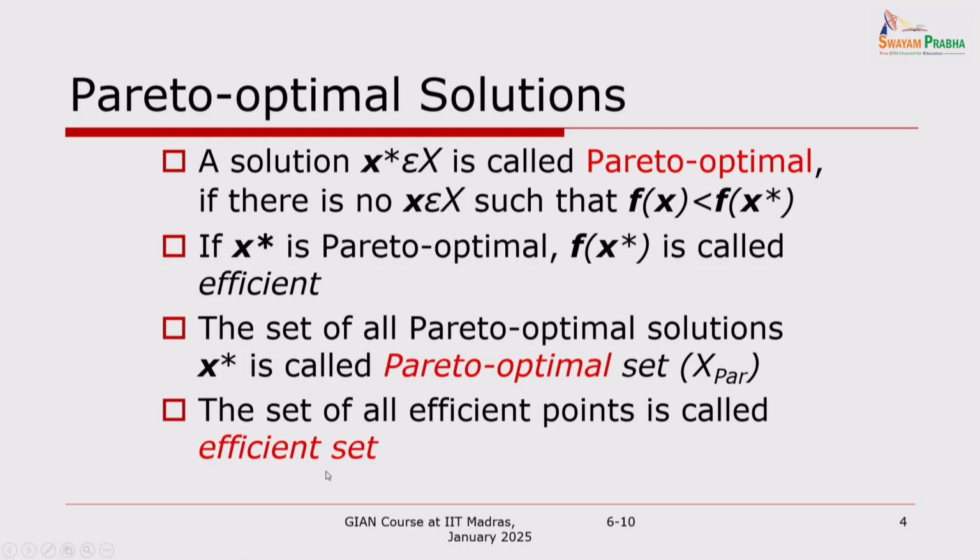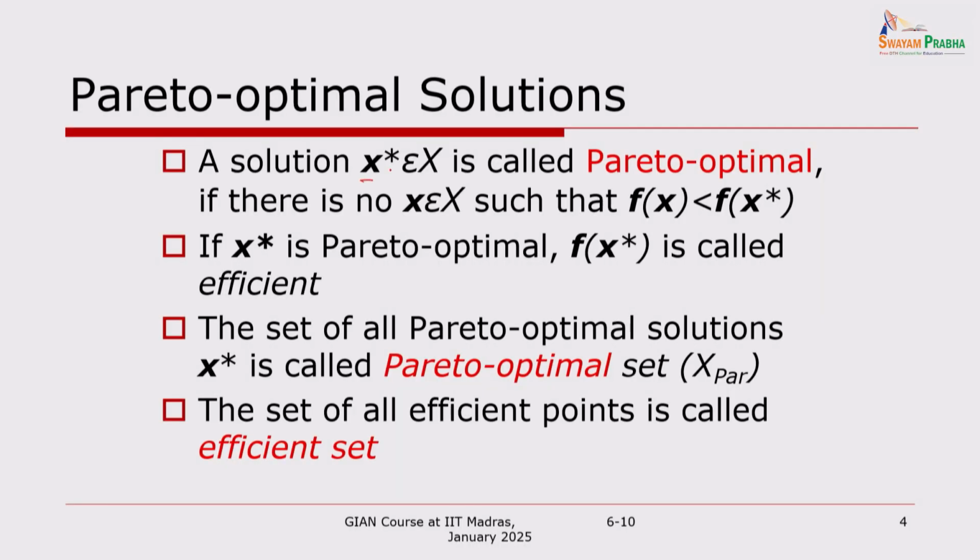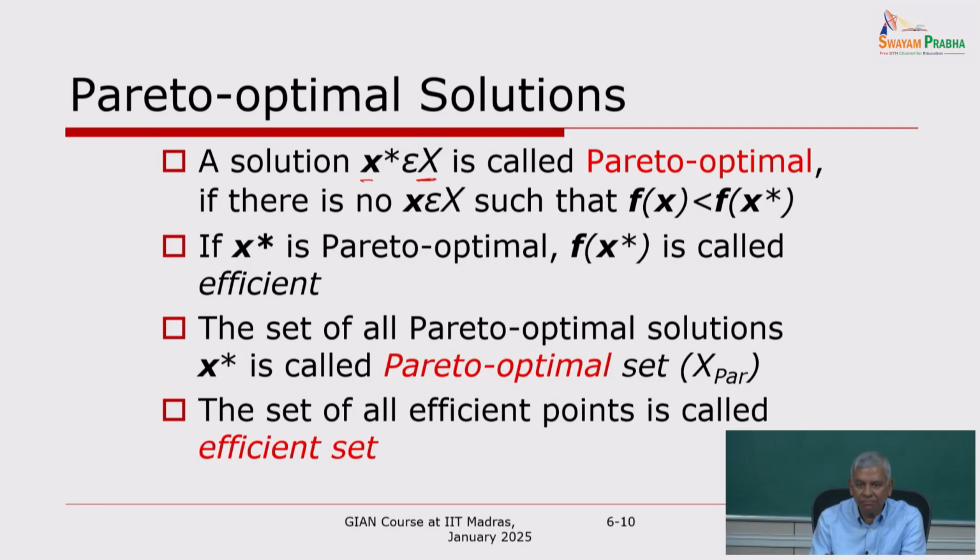Now let's go with some definitions and see how we can define a Pareto optimal point. A solution X star, which should be part of the feasible region X, is called Pareto optimal if there is no other X, no other solution in the feasible space, that is better with respect to all objectives.